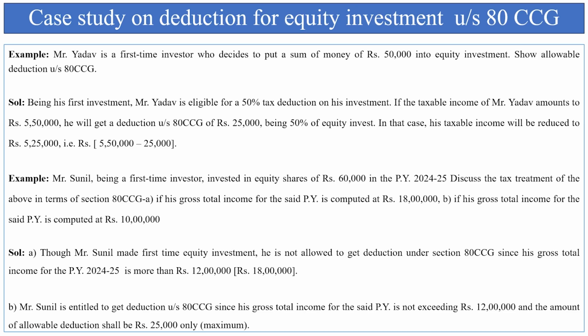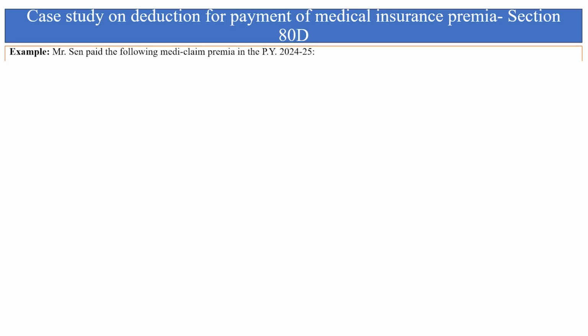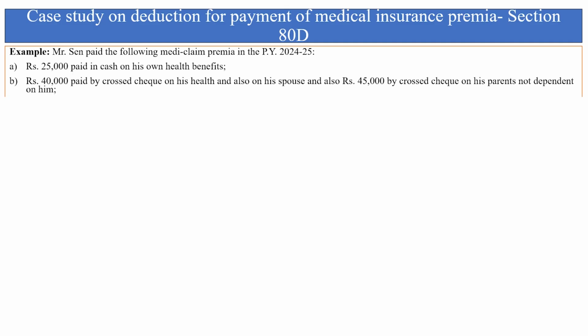Deduction for payment of medical insurance premium, section 80D. Mr. Sen paid the following medical premium in the previous year 24-25. Rupees 25,000 paid in cash on his own health benefits. If it is paid in cash, no deduction is allowed. Rupees 40,000 paid by cheque, as it is other than cash, it is allowed, on his health and also on spouse, taken together 45,000.